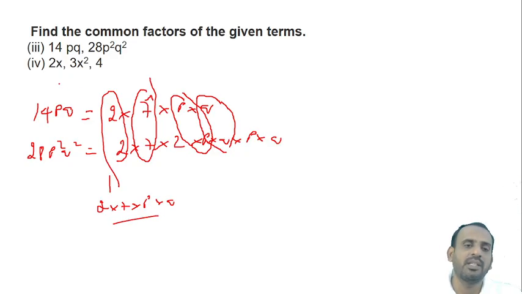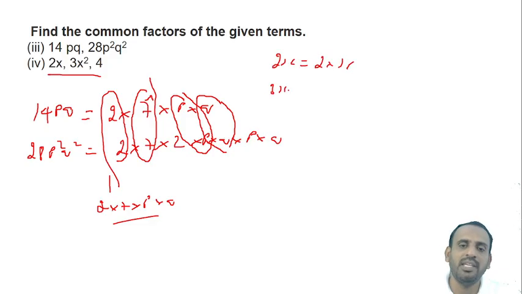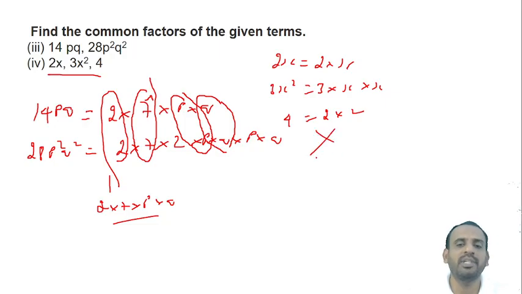Okay, same way we have 2x, 3x square and 4. So 2x we can write as 2 into x. 3x square, we can write it as 3 into x into x. 4, we can write it as 2 into 2. So is anything common here? No, we don't have any single term which is common between these. So there is no common term here.